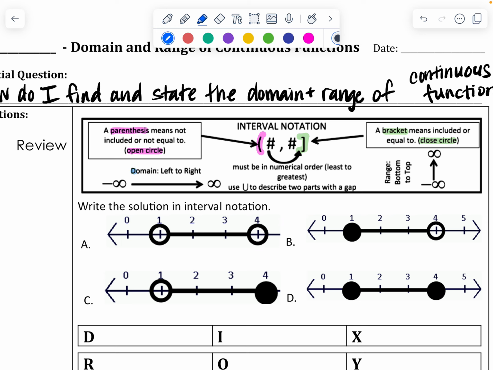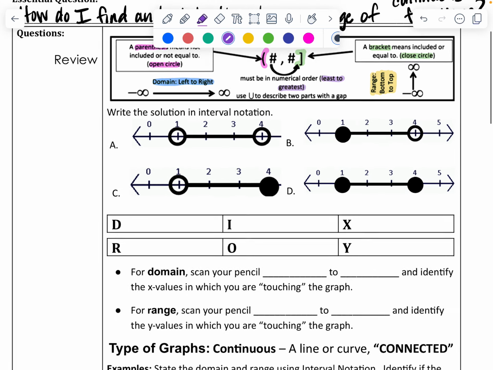So the domain is the x values, so we're looking left to right, and the range is top to bottom. Those are the y values. When you list inside the brackets or the parentheses, you're going to make sure you list it least to greatest. And if you ever use these infinities, which we will not see in today's assignment specifically, when we use infinities, we always use the parentheses.